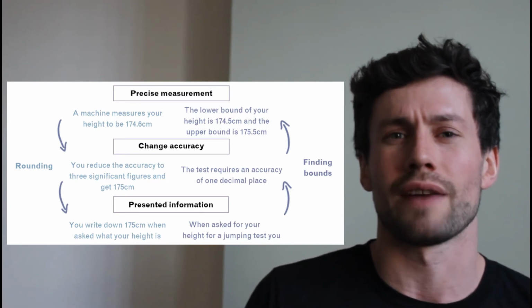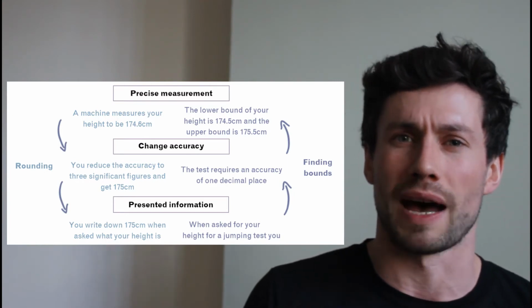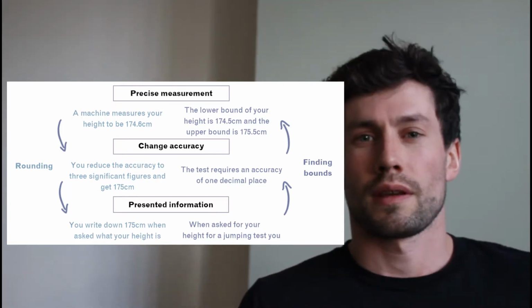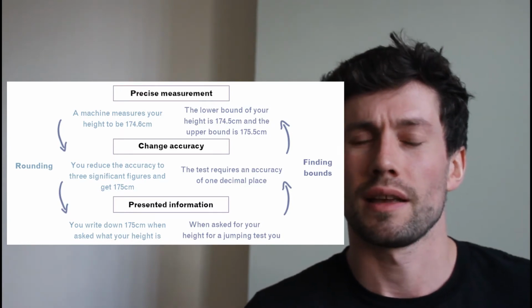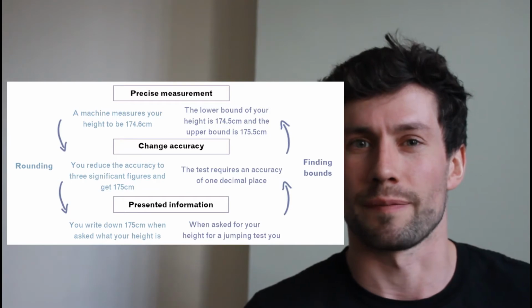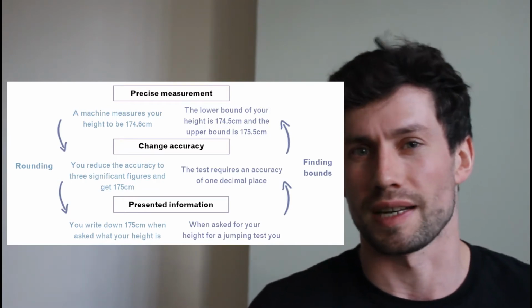The computer might have an algorithm then that would compute the upper and lower bounds of the value that you've put in. If a height of 175 centimetres was input into the machine, the algorithm would compute an upper bound of 175.5 centimetres and a lower bound of 174.5 centimetres.